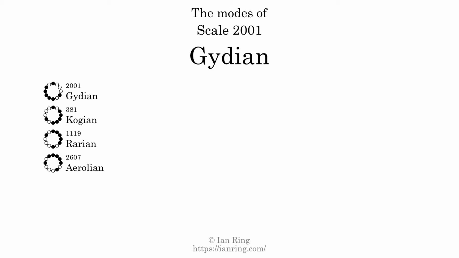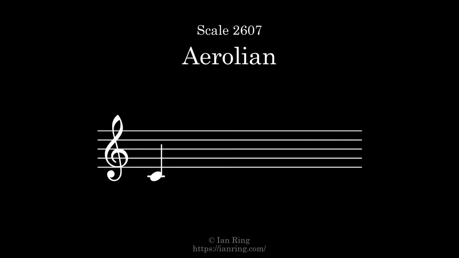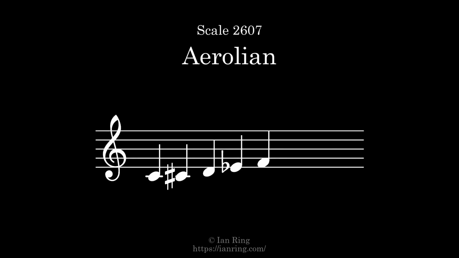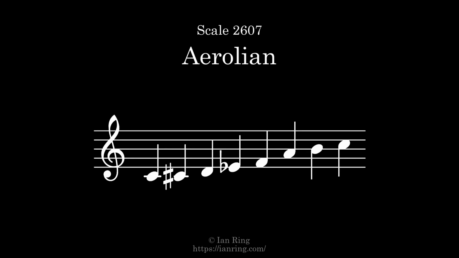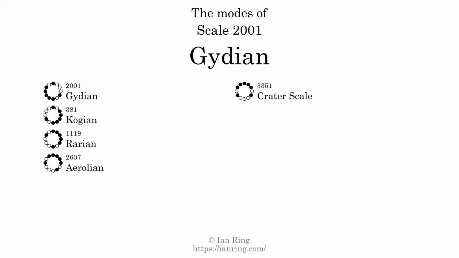The fourth mode is scale 2607, also known as Heteromorphisms. It sounds like this. The fifth mode is scale 3351, also known as crater scale. It sounds like this.